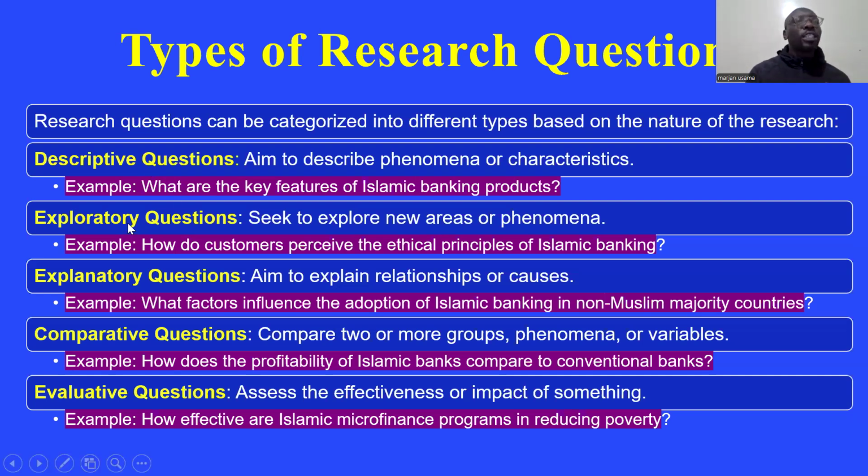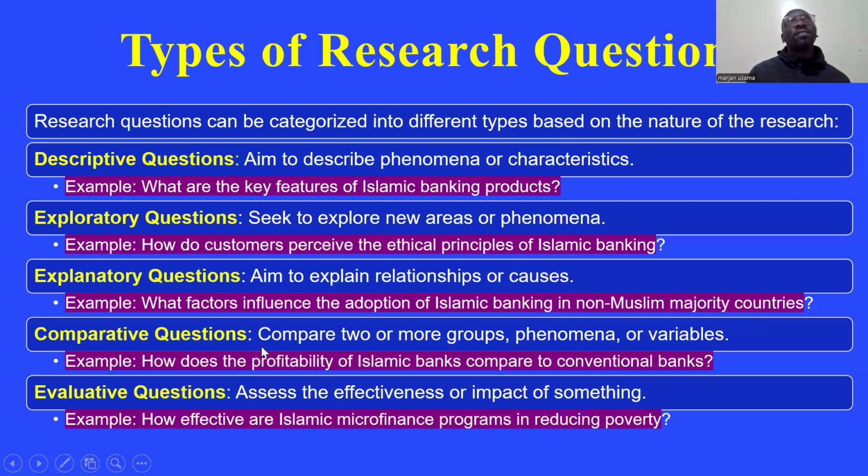We have exploratory questions. They seek to explore new ideas or phenomena. For example, they always start with how. How do customers perceive A, B, C, and D? Then you have explanatory questions. They aim to explain relationships or causes. For example, what factors influence the adoption of Islamic banking in non-Muslim majority countries?